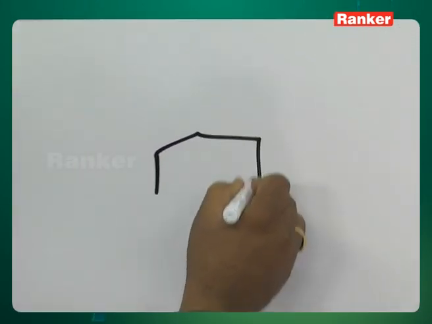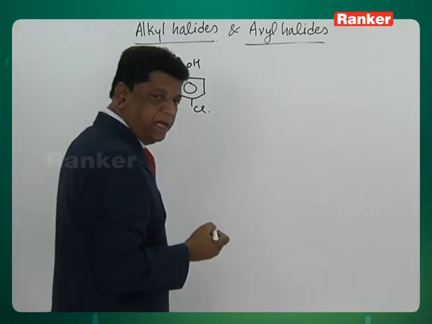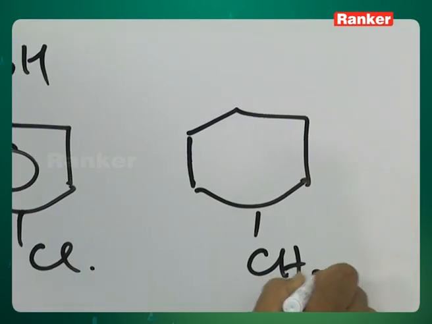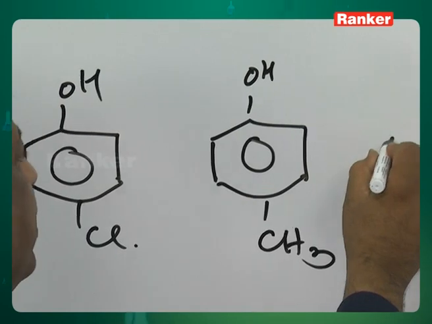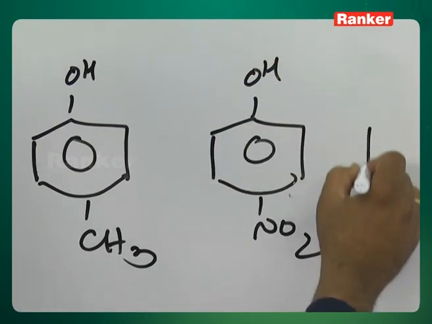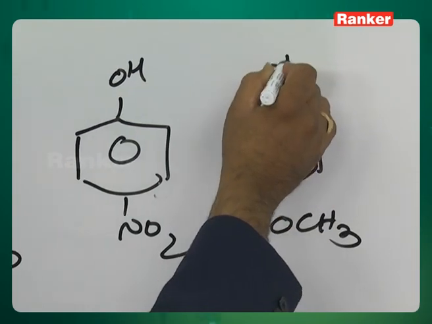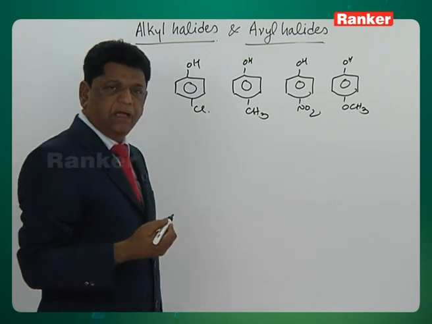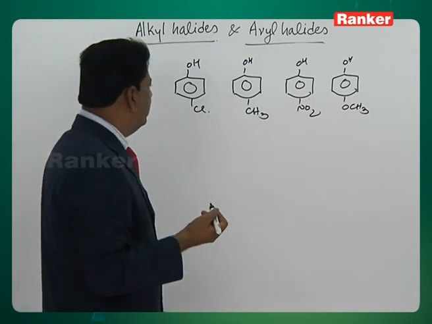A chlorophenol, parachlorophenol and paramethylphenol, and the third one is paranitrophenol, and paramethoxyphenol. Originally, the phenol stabilizes its anion, that is, after donating the proton, the phenoxide is stabilized through resonance, therefore it is acidic.